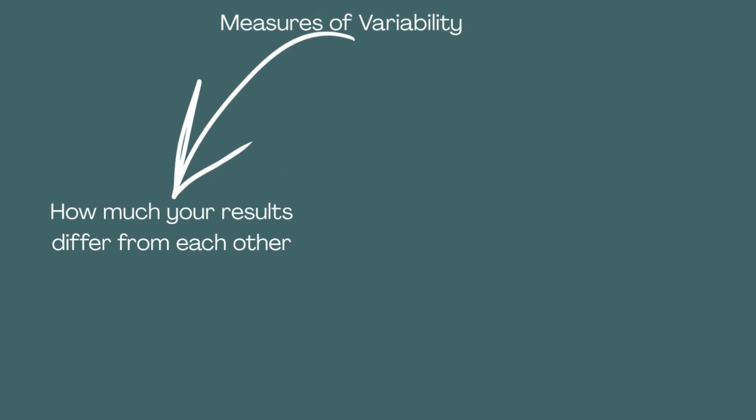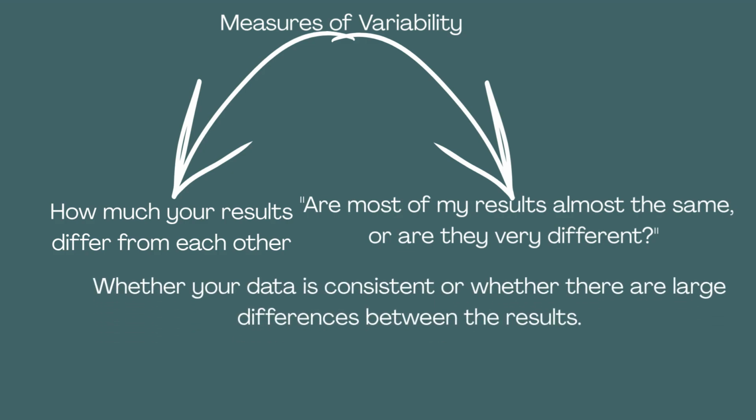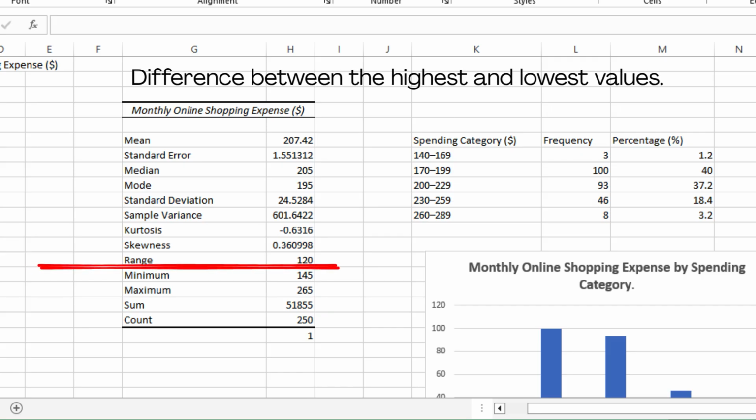Measures of variability. Measures of variability show how much your results differ from each other. They answer the question, are most of my results almost the same, or are they very different? These measures help you understand whether your data is consistent or whether there are large differences between the results. Common measures include the range, variance, and standard deviation. The range shows the difference between the highest and lowest values.